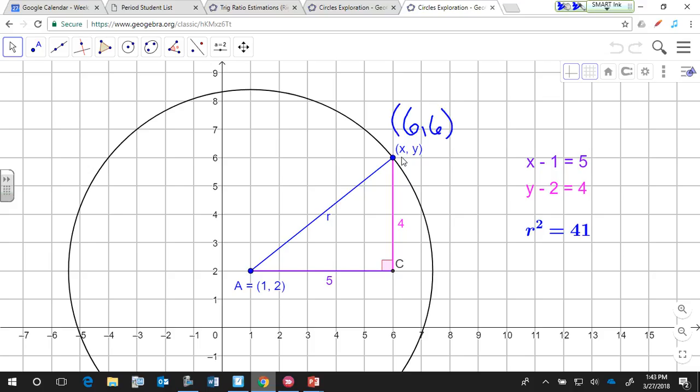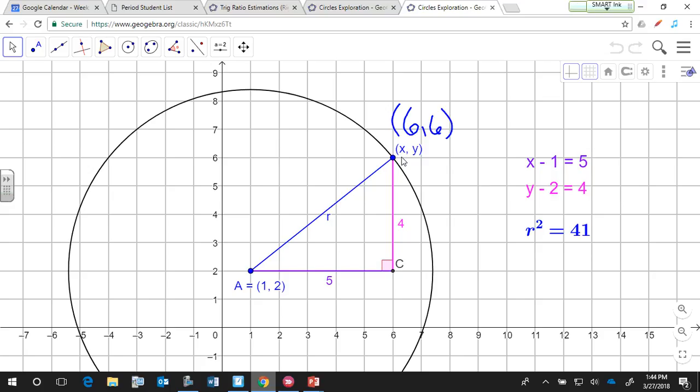Okay, so if this is 6, 6, then 6 minus 1 gives me my horizontal distance. Yes. 6 minus 1 gives me 5. And 6 minus 2 gets me 4. And 5 squared plus 4 squared is 25 plus 16, which is 41.